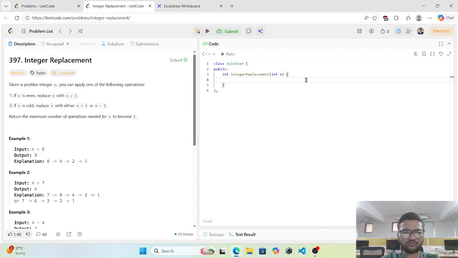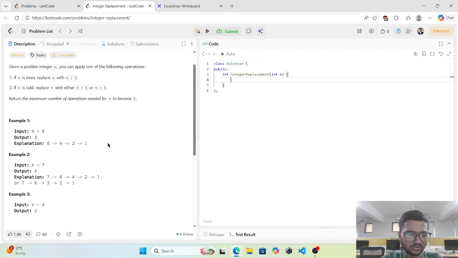Today we are going to solve question number 397. The question name is integer replacement. Given a positive integer n, you can apply one of the following operations. First, if n is even, then replace n with n by 2, and if n is odd, then replace n with either n plus 1 or n minus 1. Return the minimum number of operations needed for n to become 1.